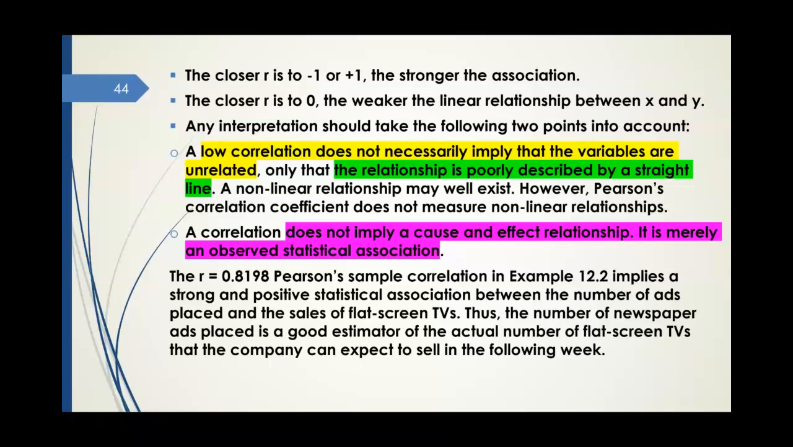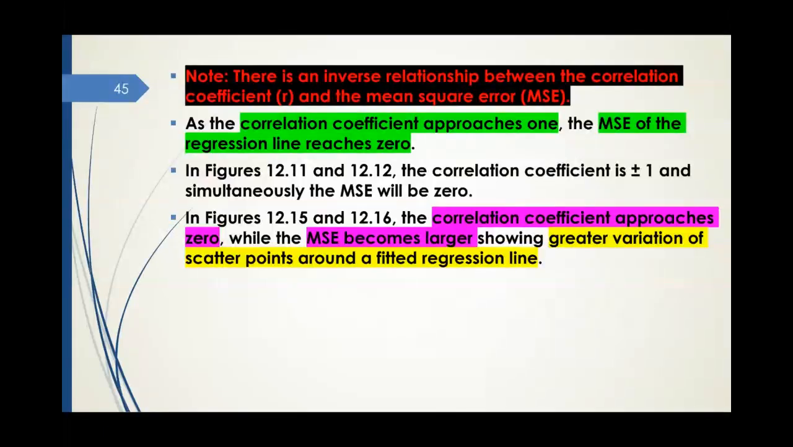Here they're just highlighting that a low correlation doesn't mean there's not a relationship, only that the relationship is poorly described by a straight line. There might be a non-linear relationship. Remember, when we're talking linear regression, we're always talking about a linear relationship, but there might be a non-linear one. A correlation does not imply a cause and effect relationship. It is merely an observed statistical association.